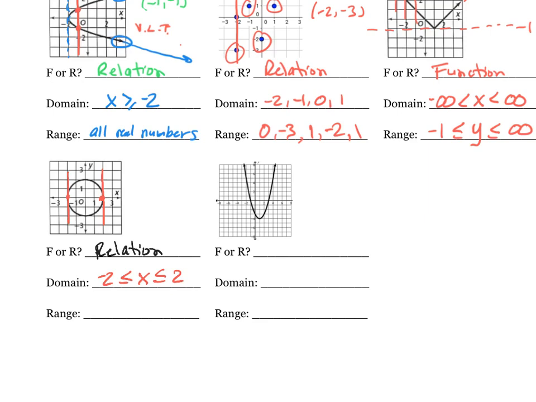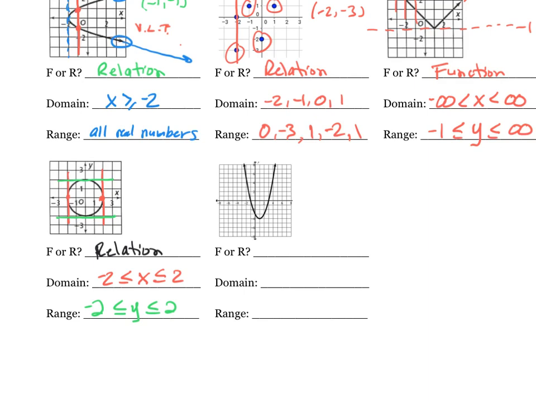Now if you look at the range, I'll change colors. The range is what y values are used. And it looks like basically the same values. The smallest y is -2, the biggest y is +2. So I could write that as y is greater than or equal to -2, less than or equal to +2.